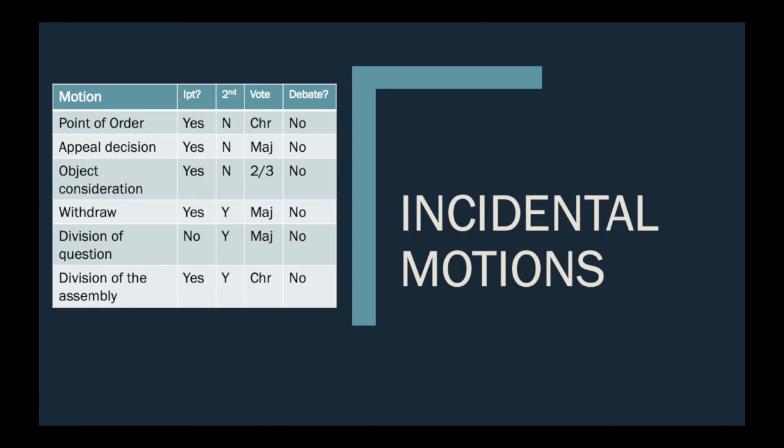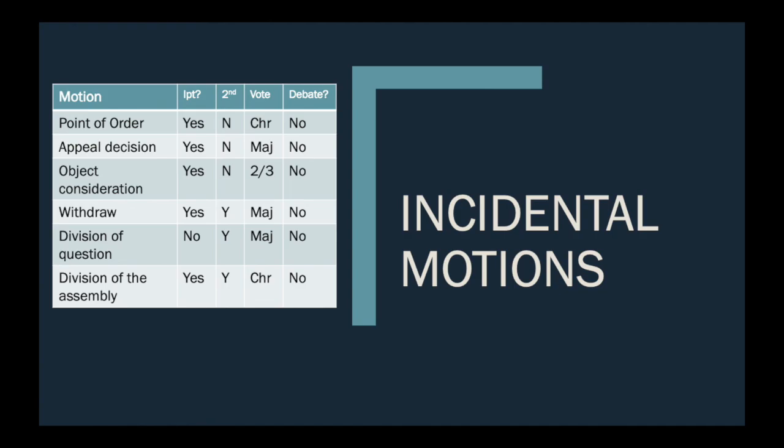It doesn't require a second. It can't be debated. It just goes straight to a vote. If 2/3 of the reps agree with you, then the motion that you're objecting to is dismissed. This is rarely used. Withdrawing a motion can only be done by the movant, the person who made the motion that is getting withdrawn.